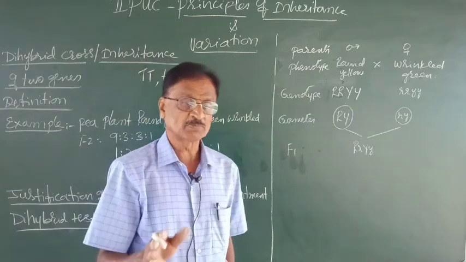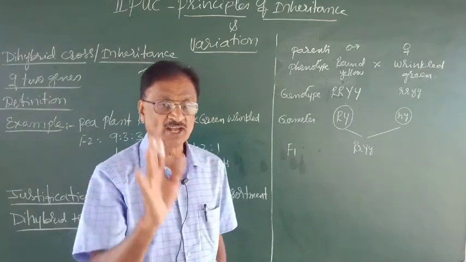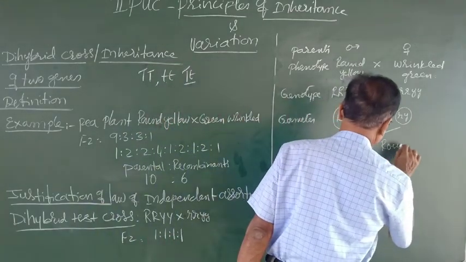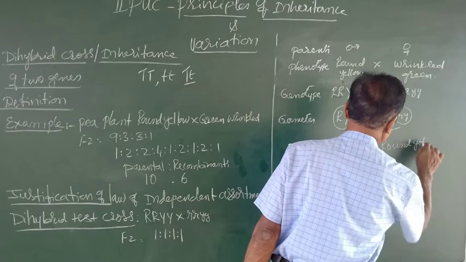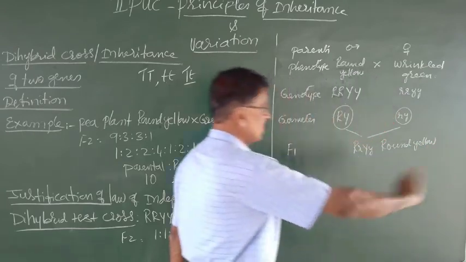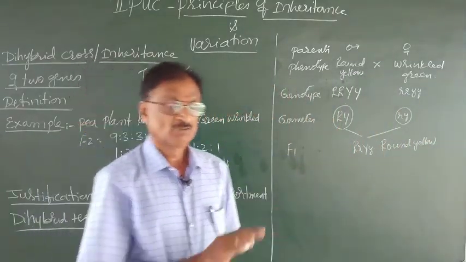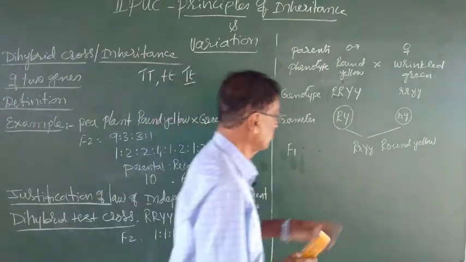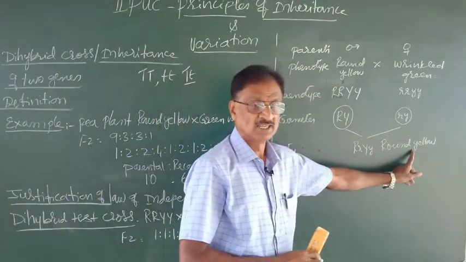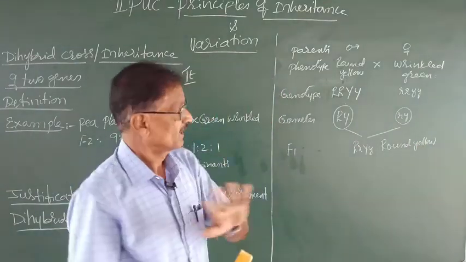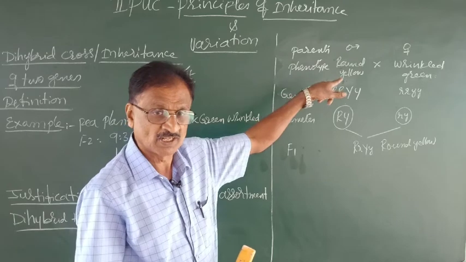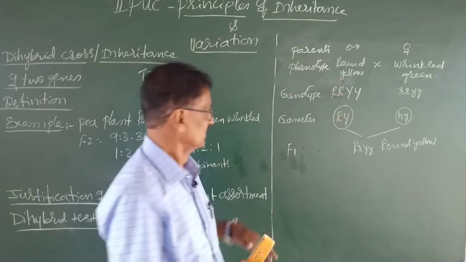They fail to express in the presence of what? Dominant factors. So thereby this is round yellow. That means all F1 plants with no exception are with round yellow seeds. No wrinkled green, even though present in one of their parents.